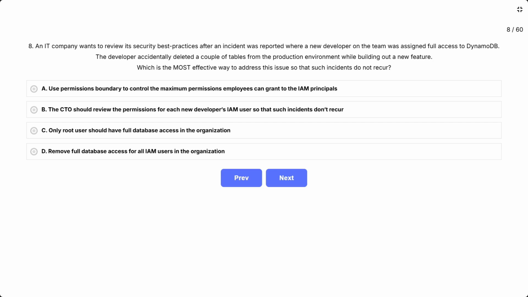The options are: A. Use permissions boundary to control the maximum permissions employees can grant to the IAM principals. B. The CTO should review the permissions for each new developer's IAM user so that such incidents don't recur. C. Only root user should have full database access in the organization. D. Remove full database access for all IAM users in the organization.